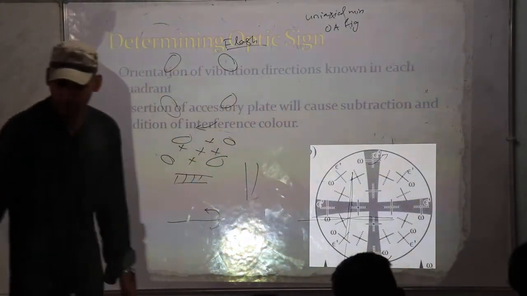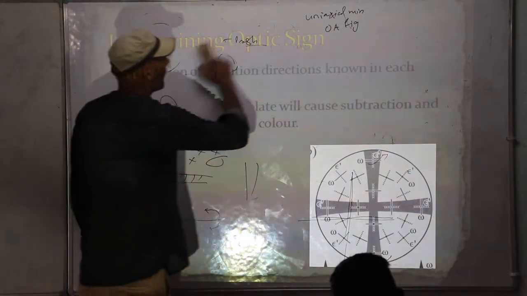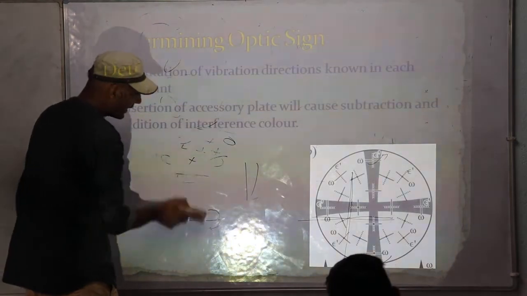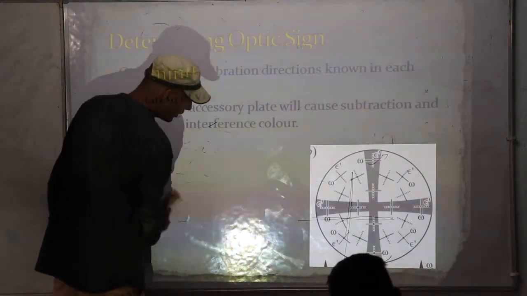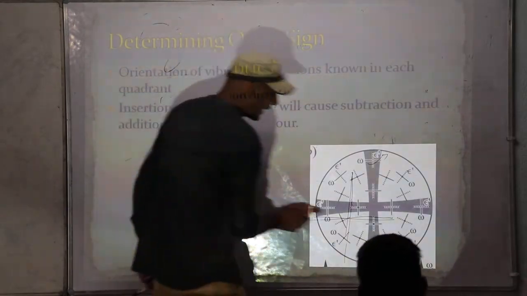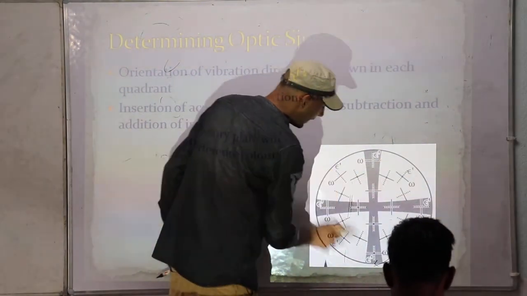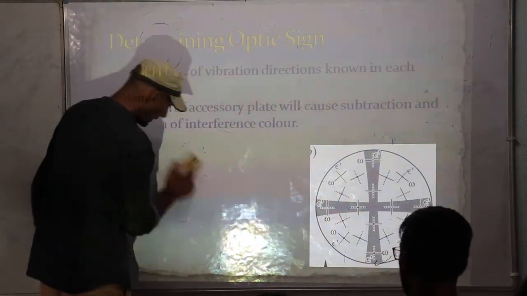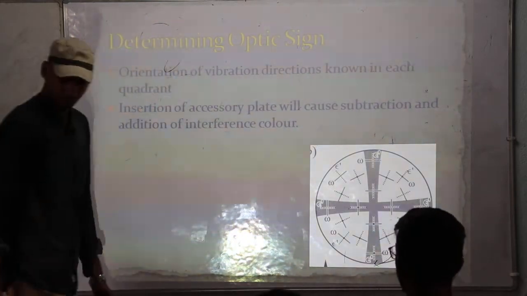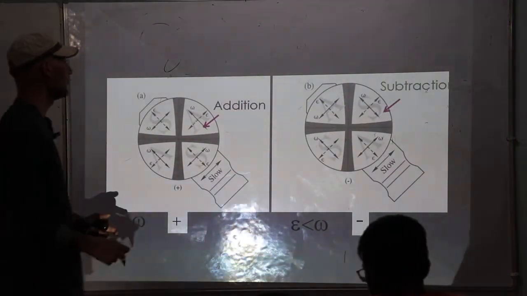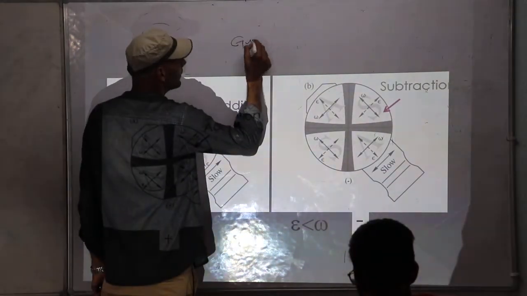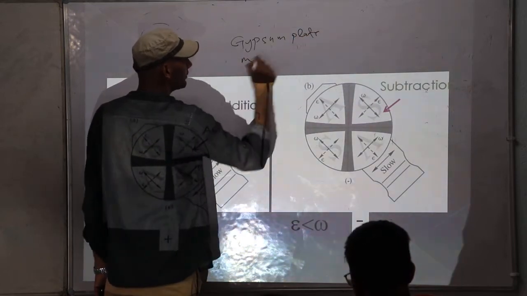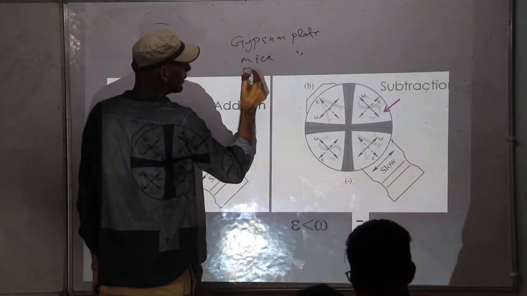Now determining optic sign for uniaxial minerals. Generally we obtain the optic sign in case of optic axis figure in uniaxial minerals, and we are using accessory plates. The accessory plates may be gypsum plate, mica plate, quartz wedge.